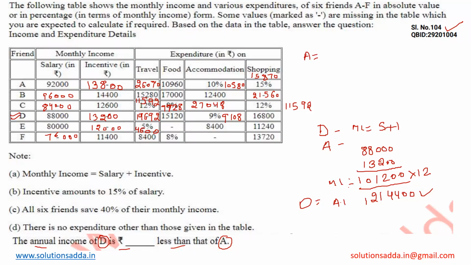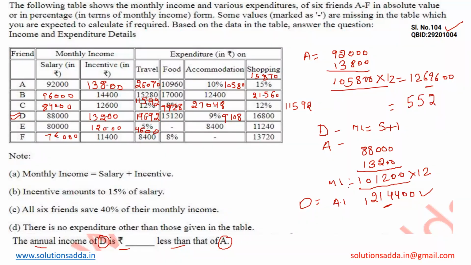For person A, the monthly salary is 92,000 and the incentive is 13,800. So we can add these values in order to get the monthly income of person A. So here 1,05,800, and multiplying by 12, we will get the annual income of A, that is equal to 1269600. By subtracting this value from this value, we will get our answer, and the remaining balance we have is 55,200. So this value will be the answer to this question, 55,200.